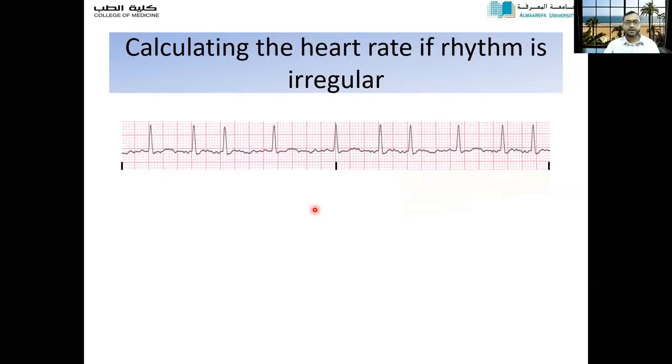Now, what we have seen: I have shown you the formula for calculating the heart rate when it's regular. Some of you might be thinking, I can read your minds, how to calculate the heart rate if the rhythm is irregular. If it's an irregular rhythm, we cannot use the formula, because that formula can be used only when the rhythm is regular. What to do then?